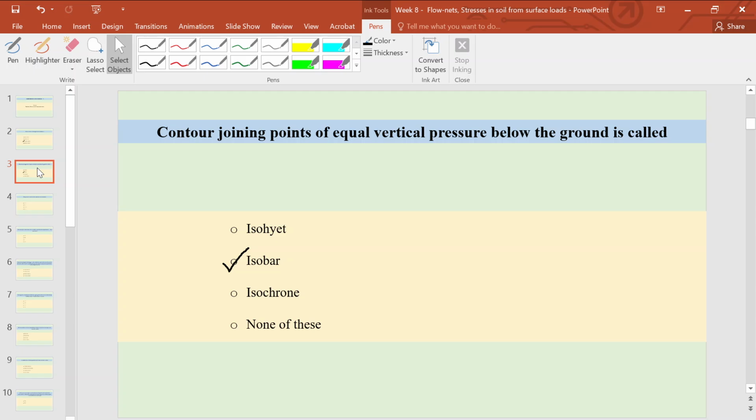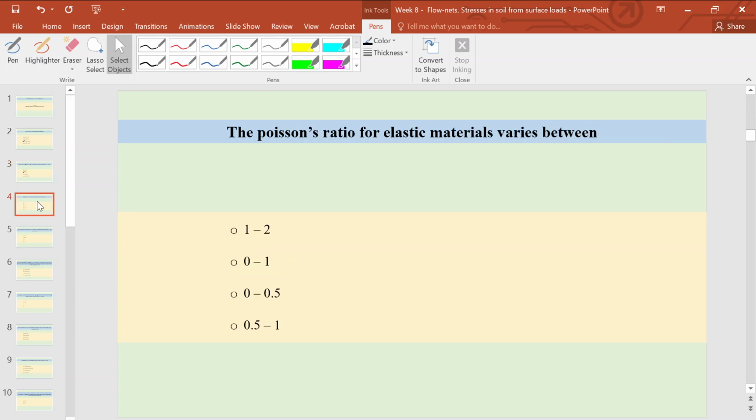Okay. Just a moment. I'll just go on saving after each and every slide. Otherwise, something might happen like yesterday. Okay. So isobar is the answer.